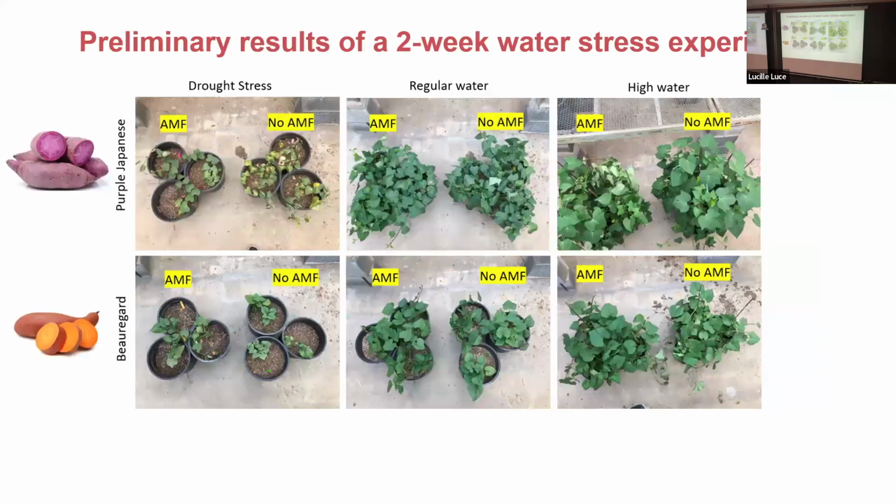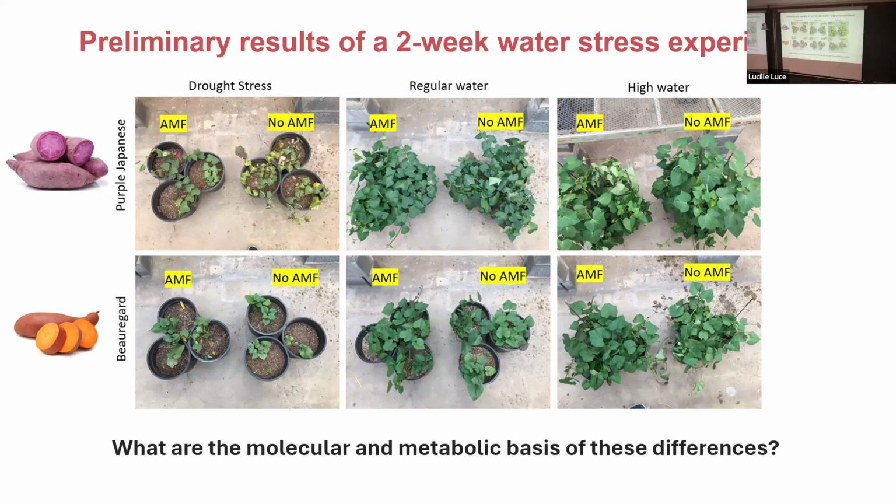These are some preliminary results from our analysis with two different varieties, which shows that water definitely has a significant effect on sweet potato growth. But we found out that the only trait affected because of AMF is root biomass. All other traits are highly variable, but root biomass is significantly affected because of AMF application. And we are looking at the molecular and metabolic basis of these differences.